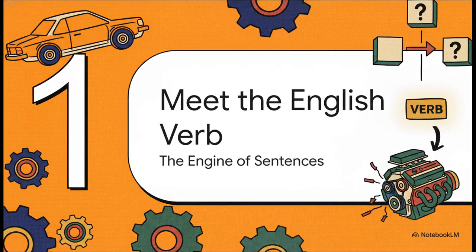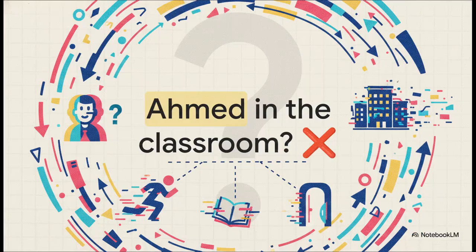Section 1. Meet the English verb. Think about trying to build a car without an engine. I mean, the paint might look amazing, the seats might be super comfortable, but that car simply isn't going anywhere, right? That is exactly what happens when you try to build a sentence without its most crucial piece.